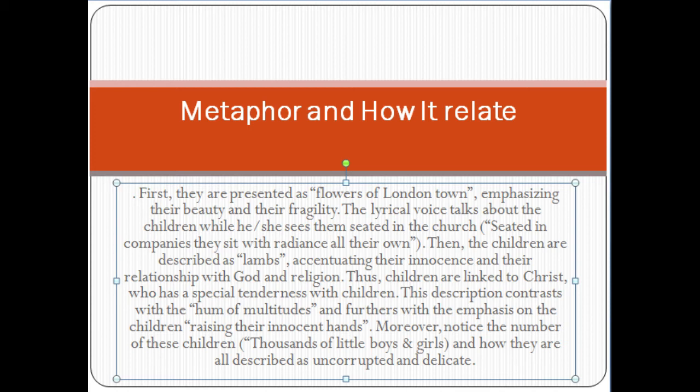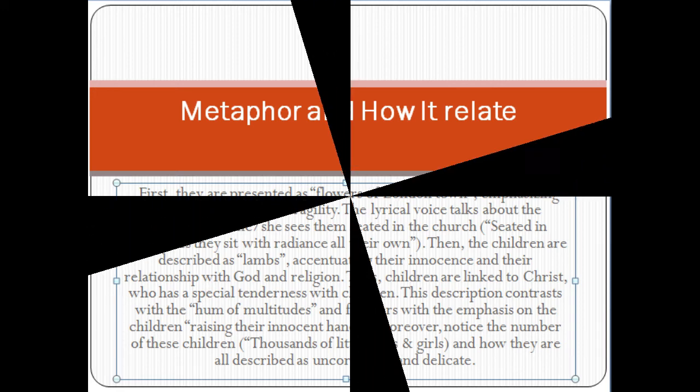Then the children are described as lambs, accentuating their innocence and their relationship with God and religion. Thus, children are linked to Christ, who has a special tenderness for children. This description contrasts with the hum of multitudes and the emphasis on the children raising their innocent hands. Moreover, notice the number of these children, thousands of little boys and girls, and how they are all described as uncorrupted and delicate.